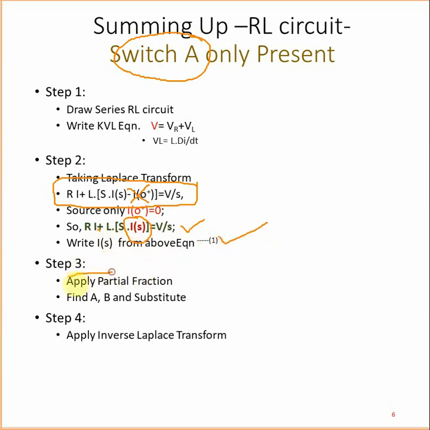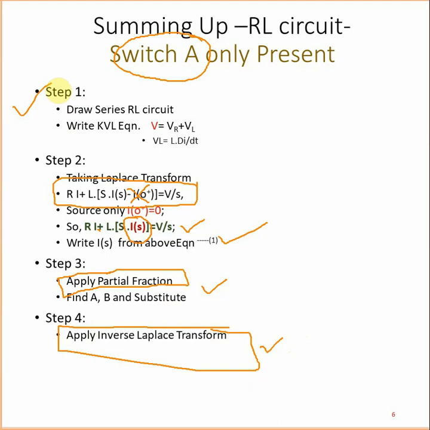Then after that, you can substitute the partial differential equation. Find the A, B values, substitute them, and complete the partial differential equation. Then after completing it, I of t is coming as usual. Then in that step number 3 is over, apply the inverse Laplace transform. So 1, 2, 3, 4 steps.